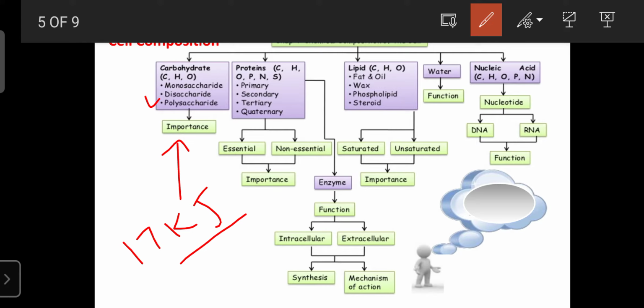So next one is regarding the proteins. The proteins are made from carbon, hydrogen, oxygen, phosphate, nitrogen and sulfate. These proteins are mainly classified into primary, secondary, tertiary and quaternary. And once again, proteins are made with the amino acids. These amino acids are classified as essential amino acids as well as non-essential amino acids.